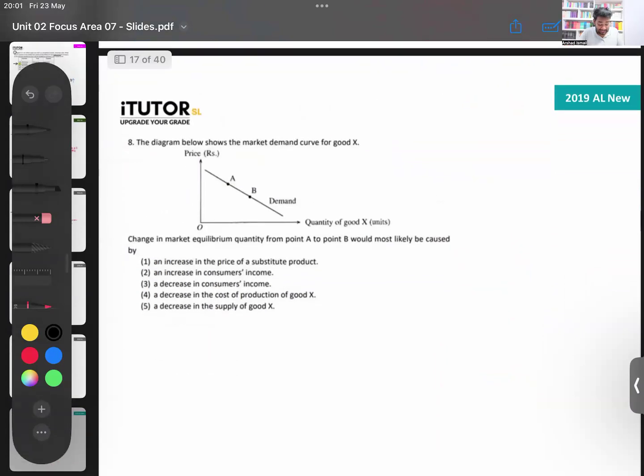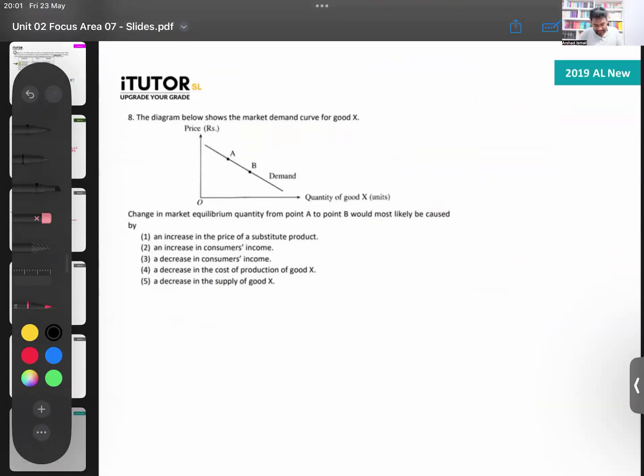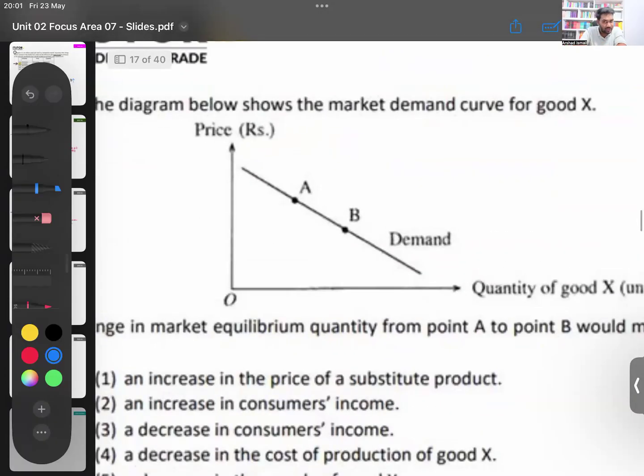Then we go to 19. It says the diagram below shows the market demand curve for good X. The change in market equilibrium quantity from point A to point B would have been caused by what? Very easy. You had equilibrium, so you should have had a supply curve, even though they have not shown it. Initially you would have had a supply curve over here, and that's why you were at equilibrium at point A.